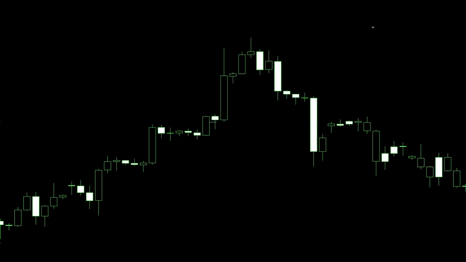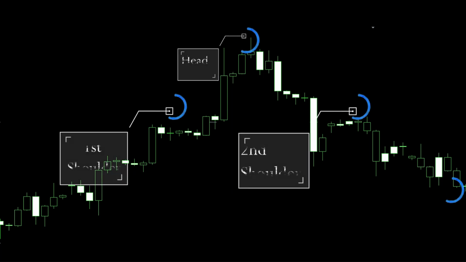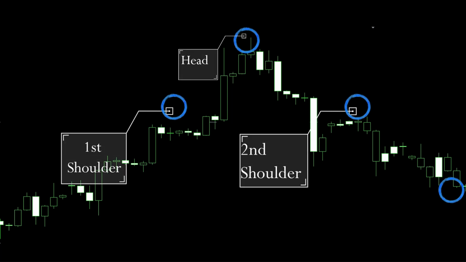Many traders confuse head and shoulders with the crown pattern. We will see it in a future episode. A head and shoulders pattern is formed by a peak, the shoulder, followed by a higher peak, the head, and then another lower peak, the second shoulder.